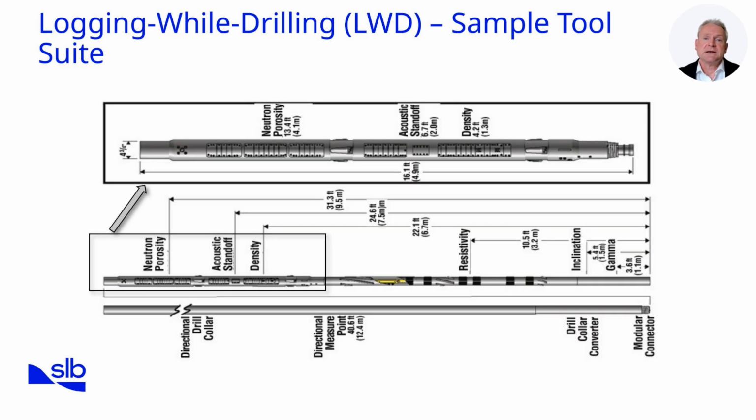Midway up the string, we see the acoustic standoff sensor. Its role is to monitor how well the density pad maintains contact with the borehole wall, ensuring accurate calibration and reducing the effects of borehole rugosity. Near the top of the measurement section sits the neutron porosity tool. It emits high-energy neutrons and records the hydrogen index of the formation, directly linked to porosity. Placing it above density reduces interference between the two measurements. Altogether, this BHA integrates directional, lithological, and petrophysical measurements, delivering a comprehensive formation evaluation picture while drilling, enabling the operator to make faster, better informed decisions in real time.